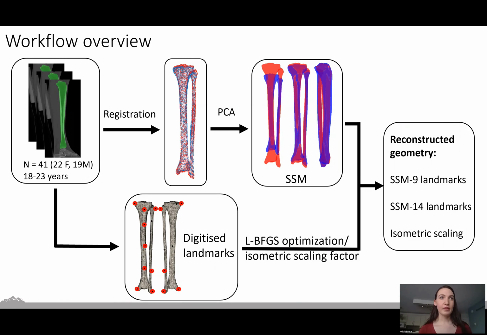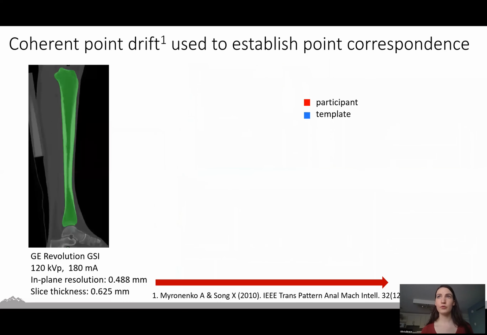So once the tibia and fibula were segmented, surfaces were registered and aligned. And then a principal component analysis was used to calculate the statistical shape model. I also went back to the CT data, exported those surfaces and digitized landmarks, which were then used in combination with the shape model to reconstruct participants' bone geometries. So let's go through step by step with a bit more detail.